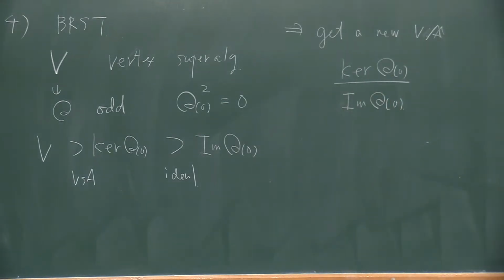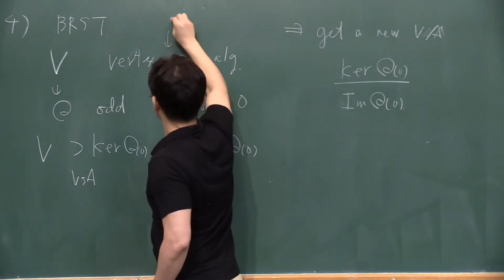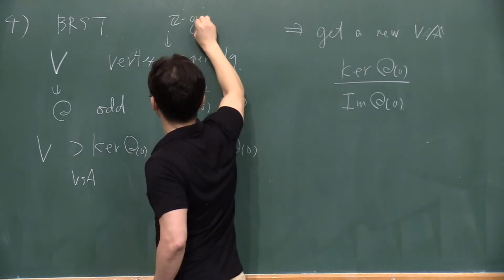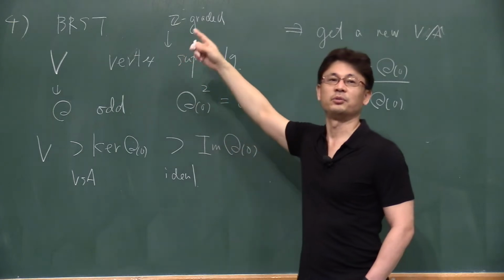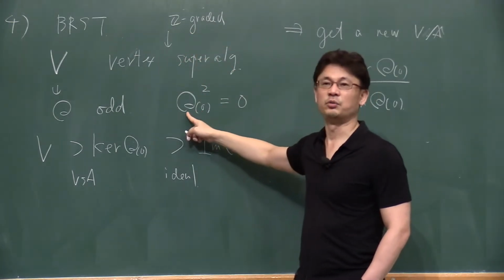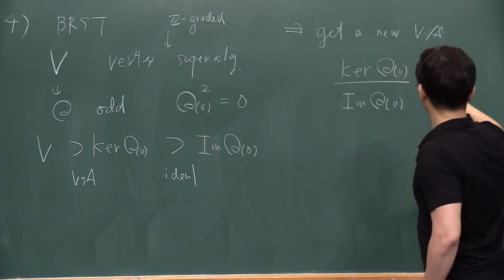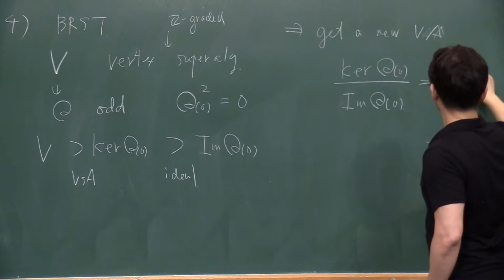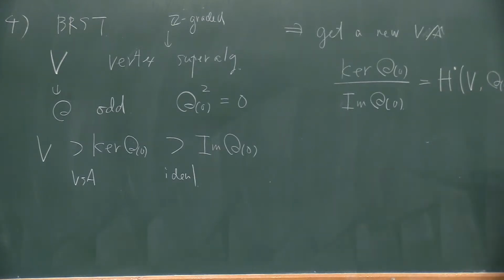And this is called the BRST construction. So usually you assume that this is graded. So if you want to talk about cohomology, you need some cohomological grading. And you assume that Q has degree 1 or minus 1. And then this is indeed cohomology in the standard sense.